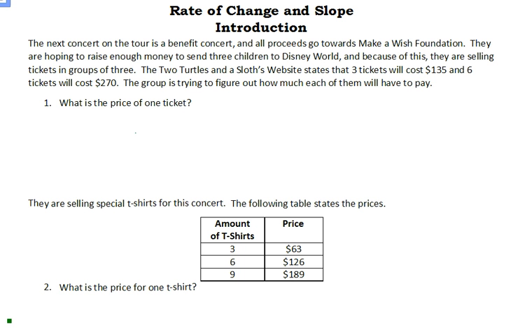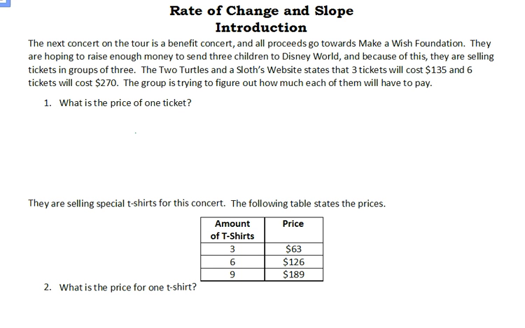Okay, next intro says the next concert on the tour is the benefit concert, and all proceeds go towards the Make-A-Wish Foundation. They're hoping to raise enough money to send 3 children to Disney World, and because of this, they're selling all of the tickets in groups of 3. The Two Turtles in a Sloth website states that 3 tickets will be $135 and 6 tickets will cost $270.